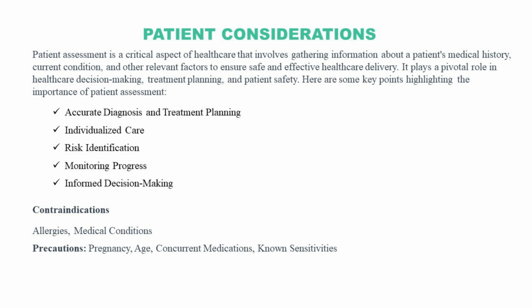more closely. Examples of precautions include pregnancy. Some medications may be used with caution in pregnant women, considering potential risks to the fetus. Age. Certain treatments may require adjustments for pediatric or geriatric patients due to differences in metabolism and tolerance. Concurrent medications. Precautions are necessary when a patient is taking multiple medications, as drug interactions can occur. Known sensitivities. Patients with a history of mild allergies or sensitivities may require precautionary measures when using related medications.